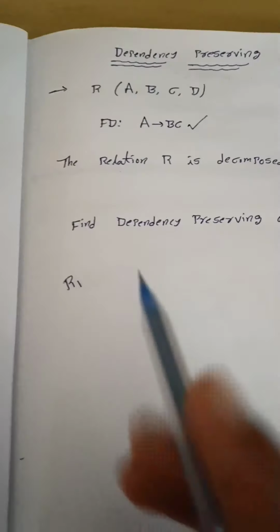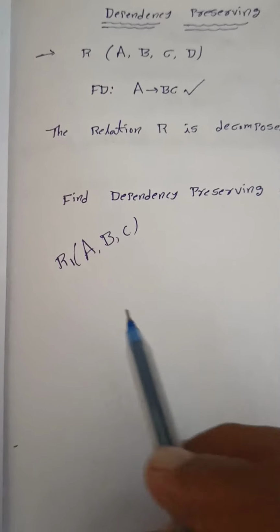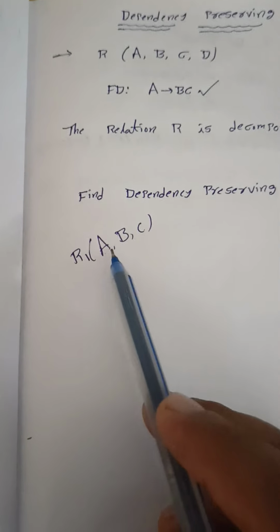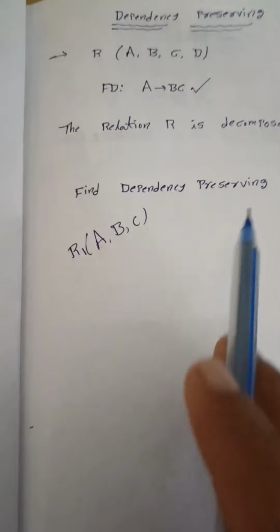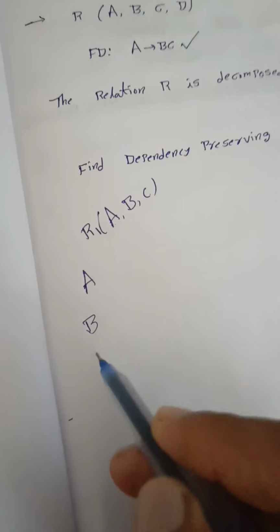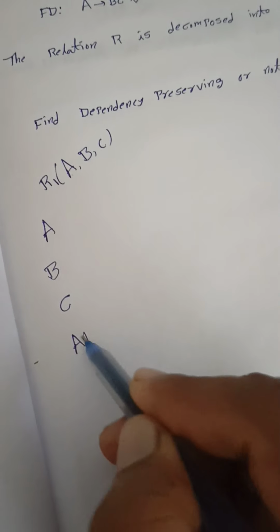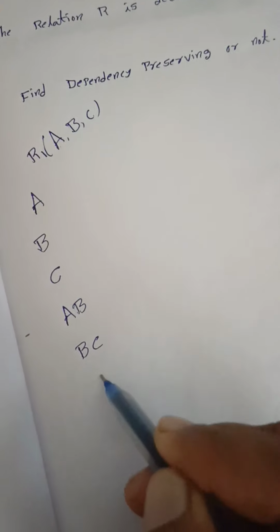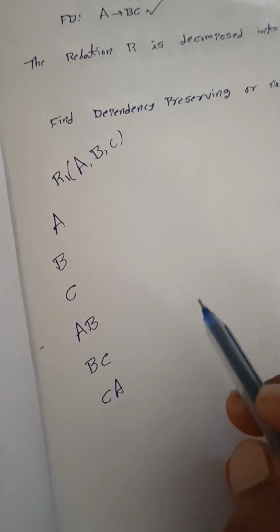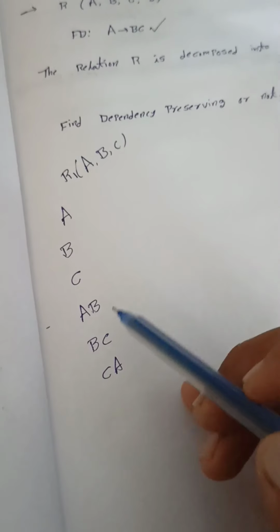Now we will consider R1 with the fields A, B, C. We will find all the subsets of this relational table. What are the subsets here? A is one subset, B is one subset, C is one subset, AB, BC, CA. Here we will not consider ABC. So we have the subsets available here.